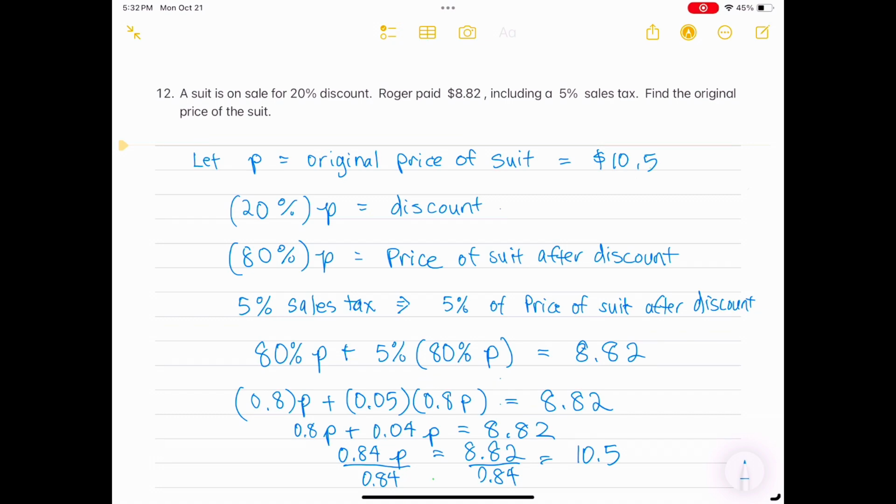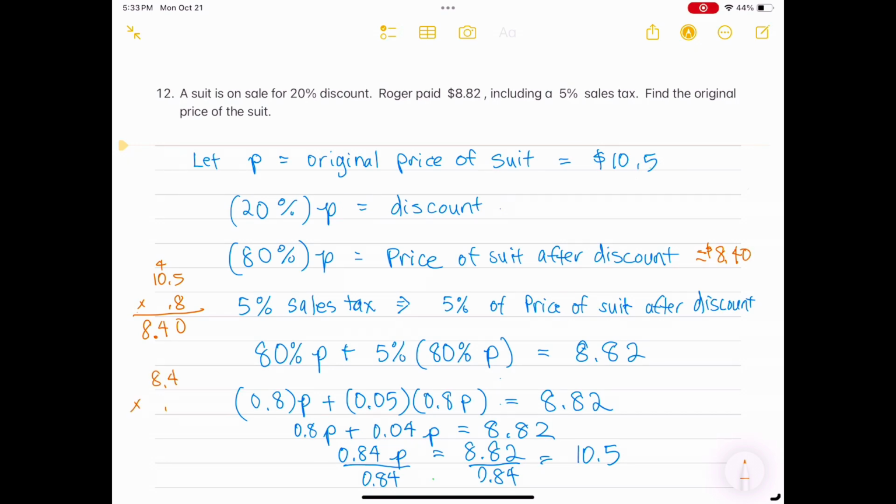answer. So 80% of the original price of the suit was the sale price of the suit. So 10.5 times 0.8 would be how much the Roger paid for the suit. I do that calculation on the side. It works out to be 8.40, so that would be the sale price of the suit. I make a note of that on the side. $8.40 is how much the suit cost.